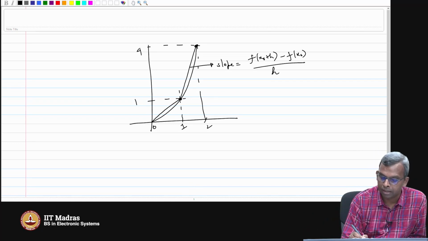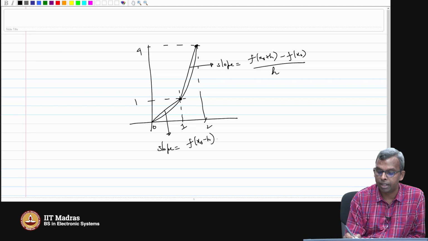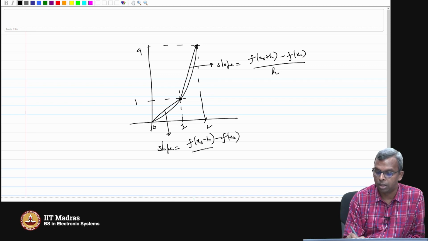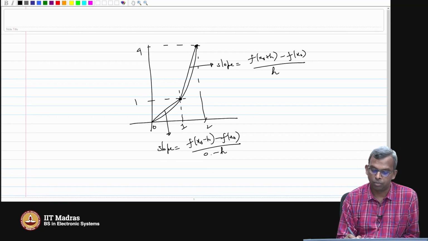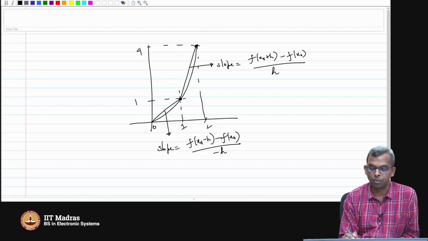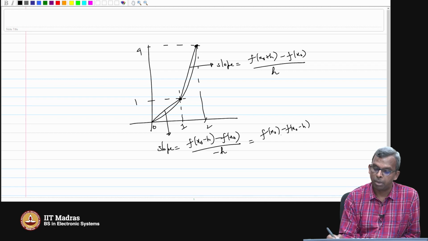So, this straight line has slope f of x naught minus h minus f of x naught by 0 minus h. You can write it so many other ways, so let me just write it as minus h. Convince yourself that that's true. The slope of this line is this one. If you want, you can also write it the other way around: f of x naught minus h by minus h.